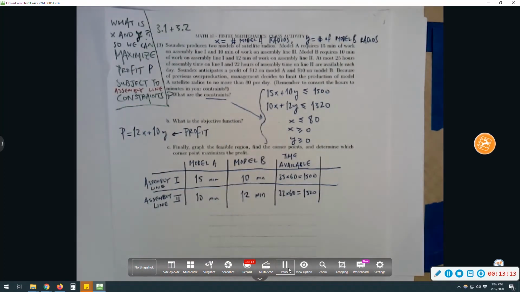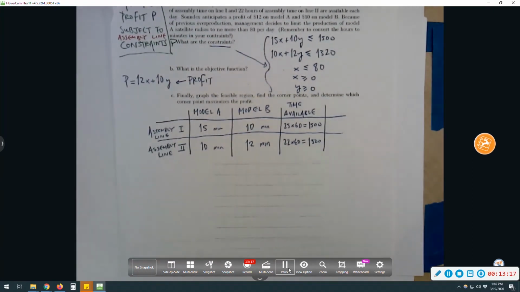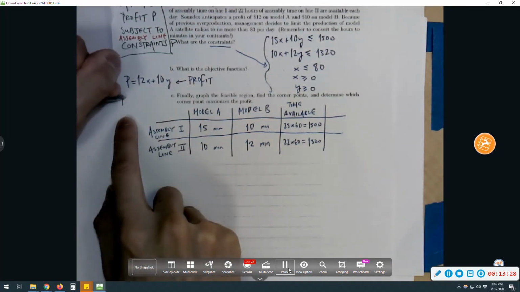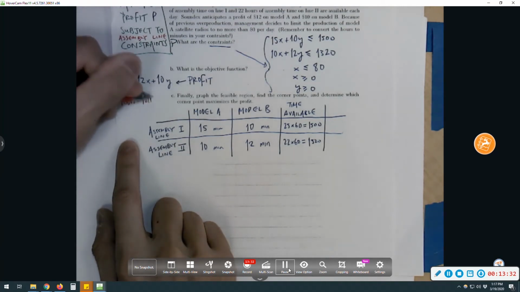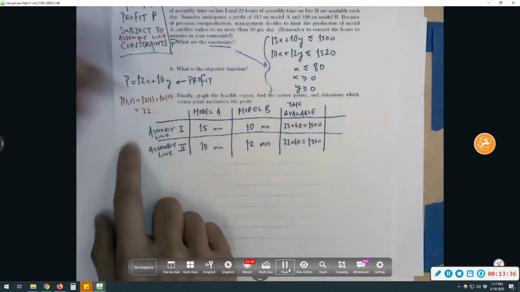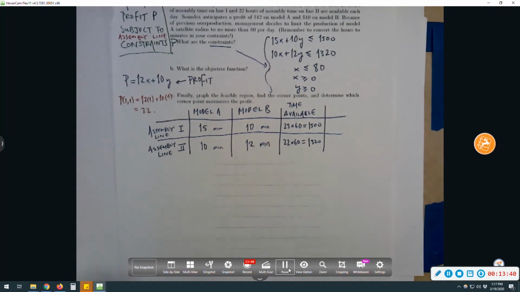Certainly, as I said yesterday, you could just make one radio of each, one Model A and one Model B, and that will get you, I think we said $22. So if you just make P of (1, 1), this is just 12 times 1 plus 10 times 1. This is $22. But that's not going to be the most. So we want to figure out how many radios to make the most.